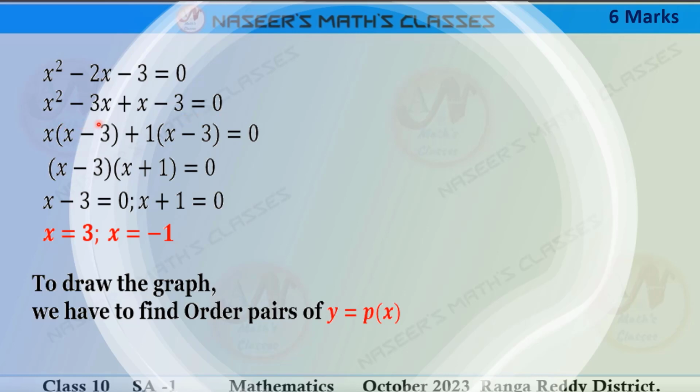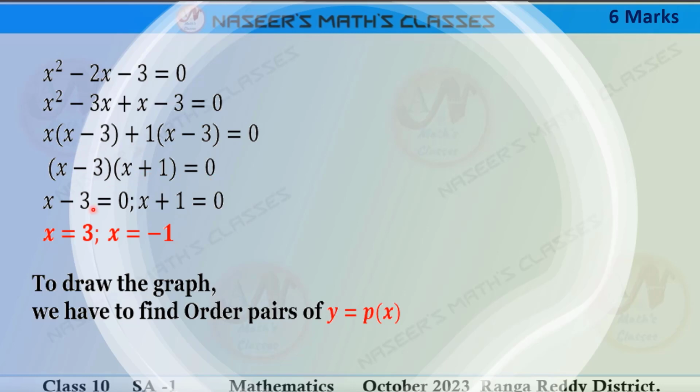In the first two terms we take out x common, then we write x into x minus 3. In the third and fourth terms we take out plus 1 common, then we can write plus 1 into x minus 3 is equal to 0. In this equation x minus 3 is common, so we take out x minus 3 common, then we can write this equation as x minus 3 into x plus 1 is equal to 0.